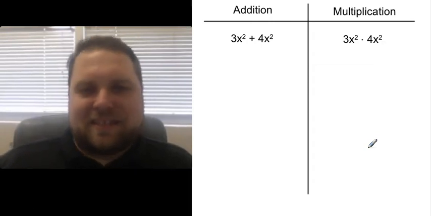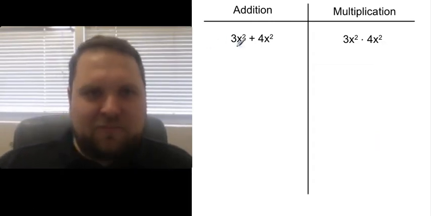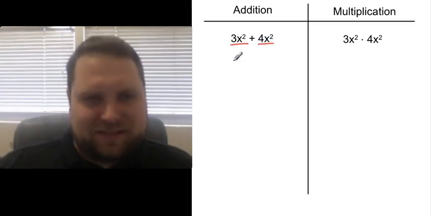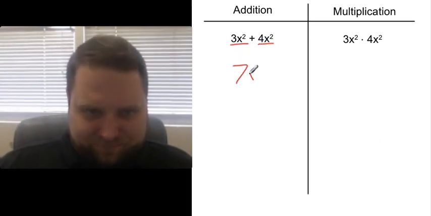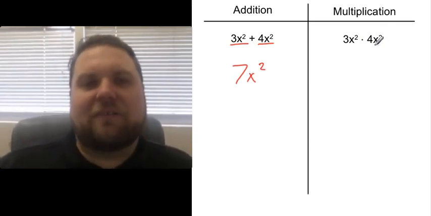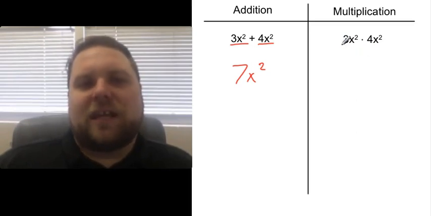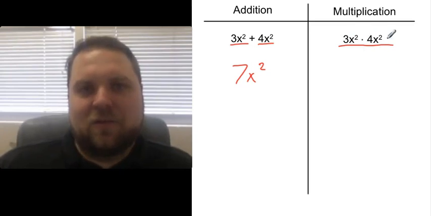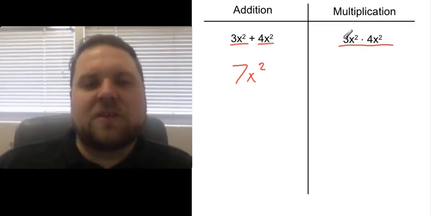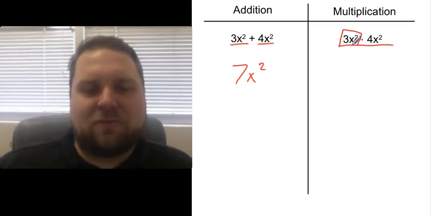So now let's look at this in greater detail. With the addition, we're adding like terms. You know how to do this. This is nothing new or exciting. It's 7x squared. The multiplication part, however, is a little more fuzzy. So what I want to do right here is break down for you exactly what's going on with this. So first of all, let's talk about this 3x squared.